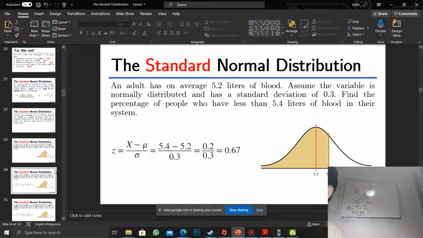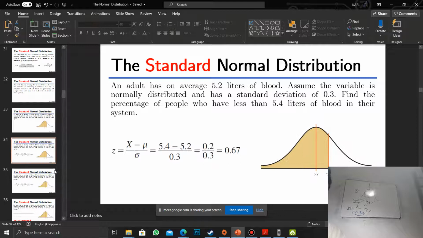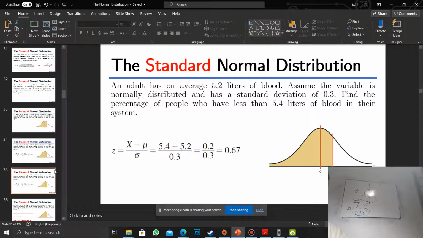So, get the z-score. X minus mu, which is the value minus the mean over 0.3. So, 0.67 yung z-score. Ngayon, na-convert na natin into z-score, di ba? This is how the new curve will look like.